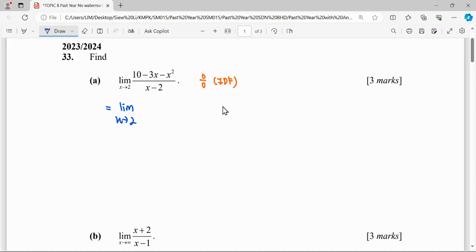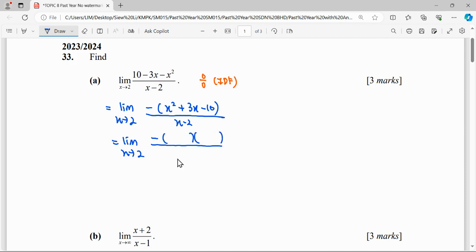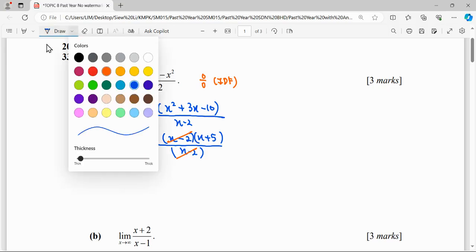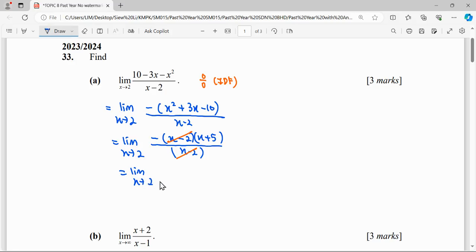When doing factorization, if you notice your quadratic is negative, you factorize out the negative so that your factorization will not be affected by the negative when you're using the calculator. So it becomes plus 3x minus 10 over x minus 2. If you use your calculator this way, only then can you do this factorization correctly. So x, 2 times 5 is 10. After we factorize, we are able to simplify our indeterminate form. Then we substitute the value of 2 into our function, which gives us negative 7.